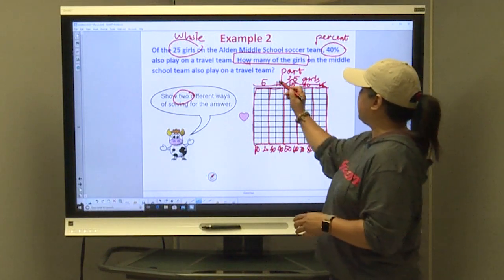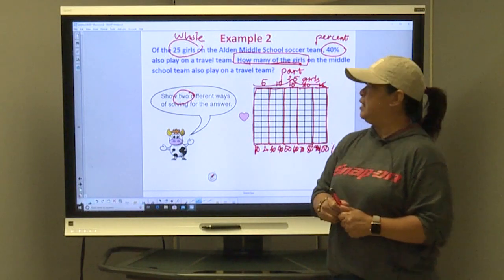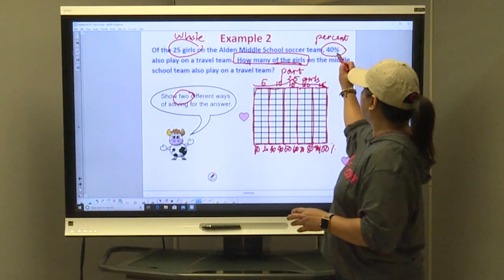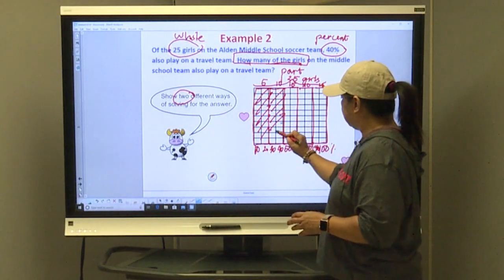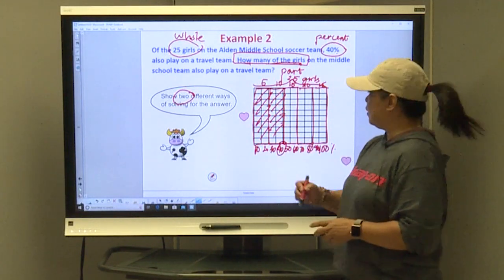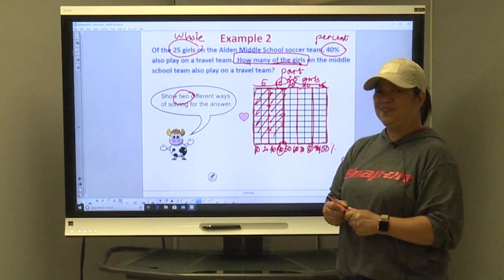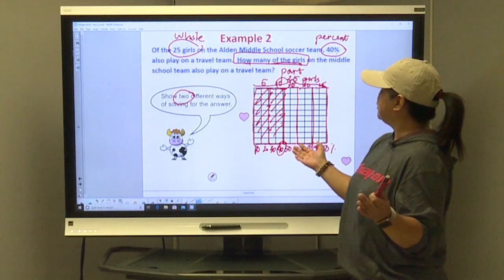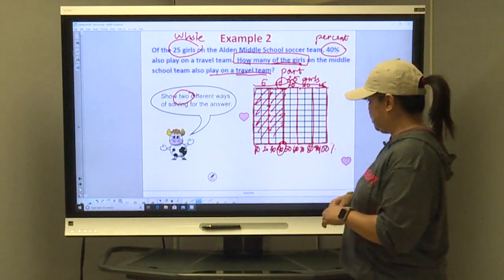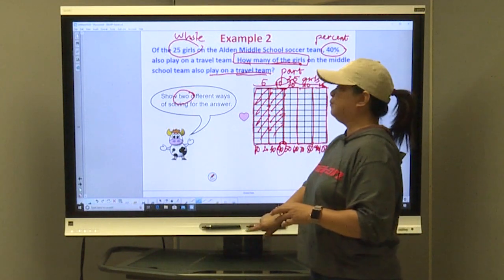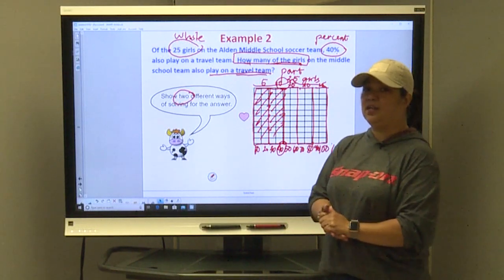Okay, what is the question? How many of the girls is also on the travel team? So according to the problem, 40% of them. Okay, so this comprises 40%. So if that is 40%, that would be 10 girls. Voila. 10 girls is also on the travel team. And that is by using a 10 by 10 grid. So is that something you think you can do confidently, work on confidently and get the answer right?